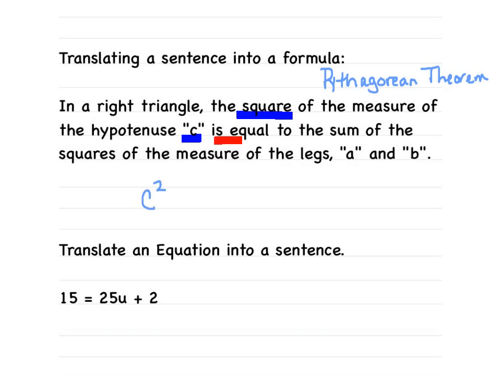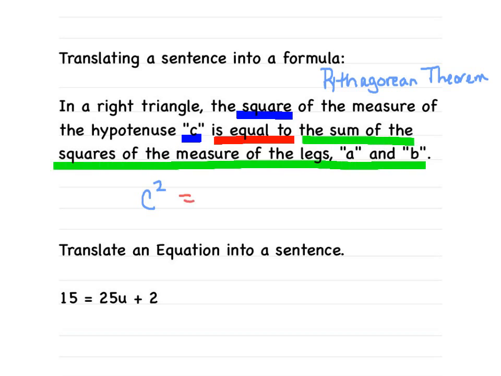is equal to. Well, I know how to translate that: equals. And then we have the following sentence: the sum of the squares of the measures of the legs A and B. So it's equal to the sum, meaning addition, of the squares, meaning raised to the second power, of the legs A and B. So it would be A squared plus B squared.